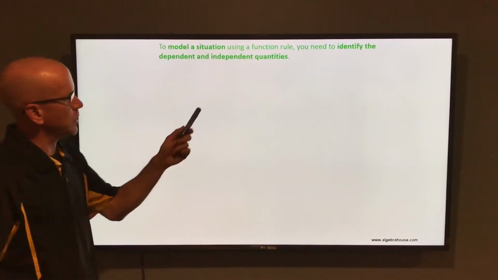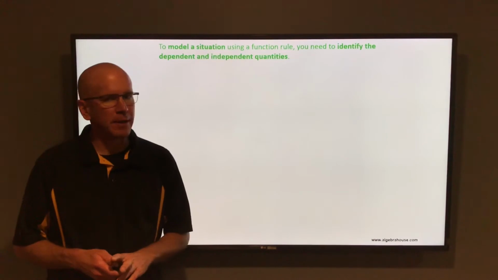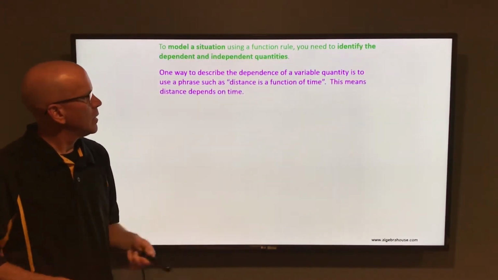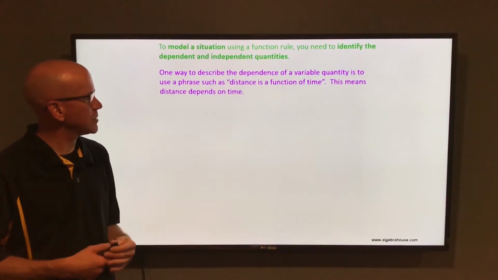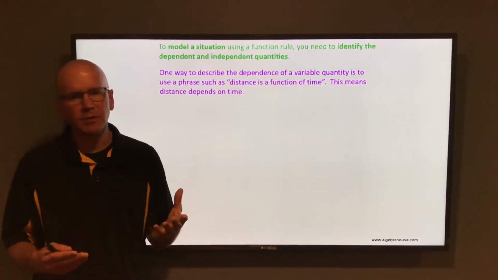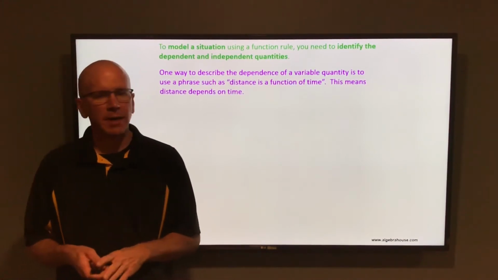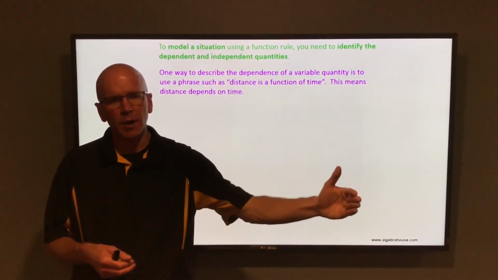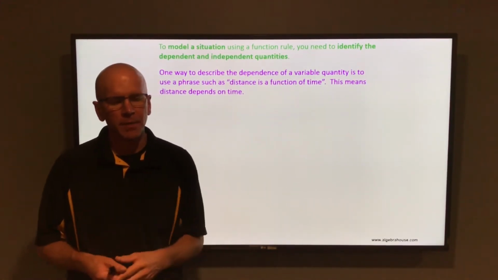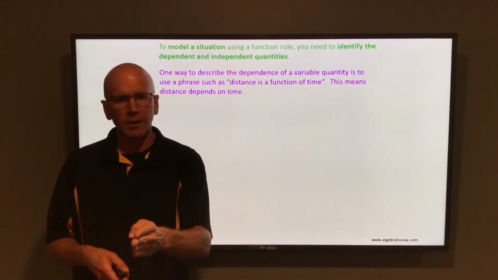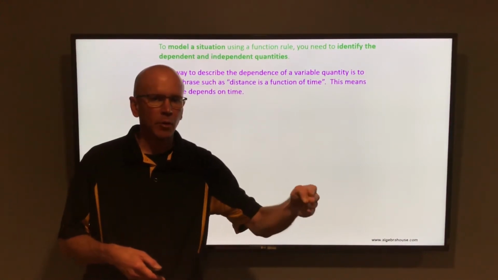To model a situation using a function rule, you need to identify the dependent and the independent quantities. One way to describe or think about dependence of a variable quantity is to use a phrase such as distance is a function of time, which it is. This means the distance depends on the time. Think about that. If you take off running, your distance that you run depends on the time you put in. If you don't put any time in, you're not going anywhere. You're not going to gain any distance, but the more time you put in, the more distance you gain.